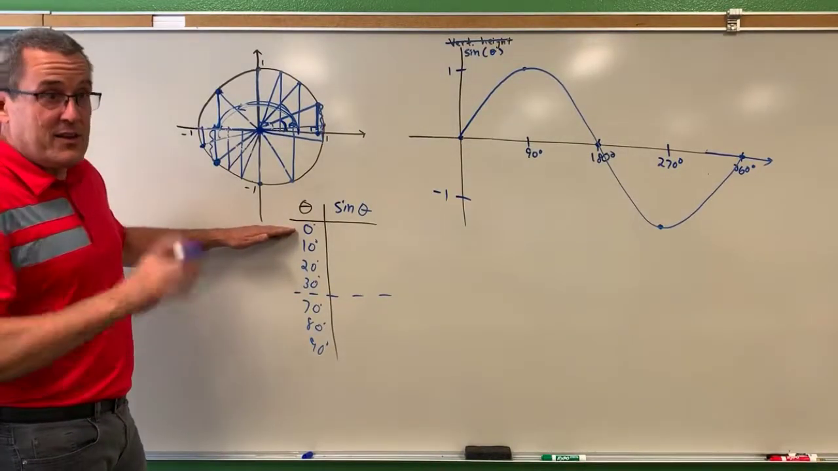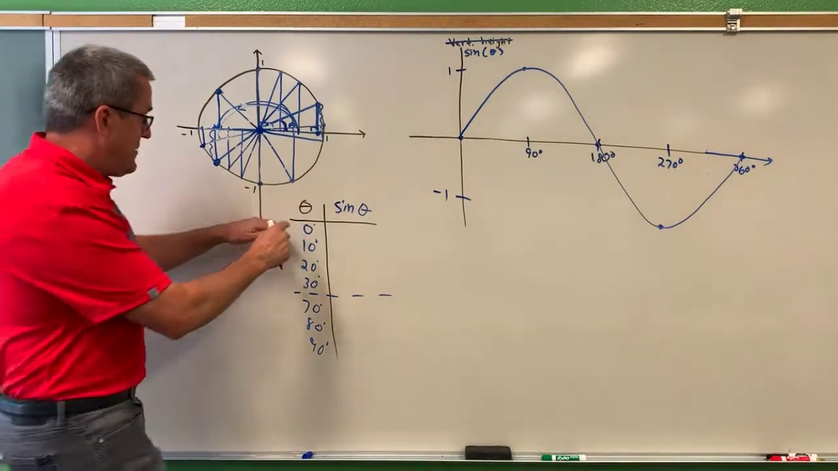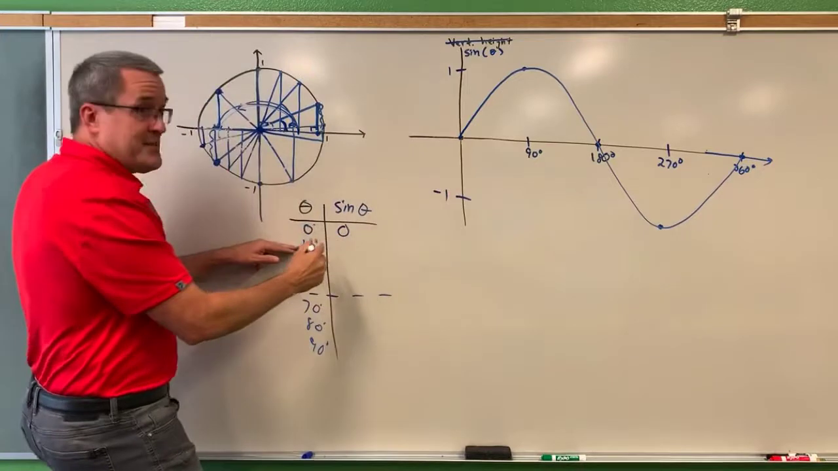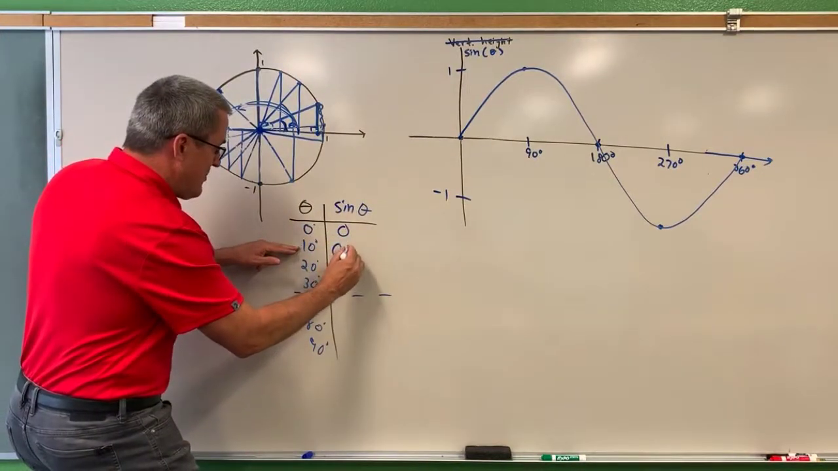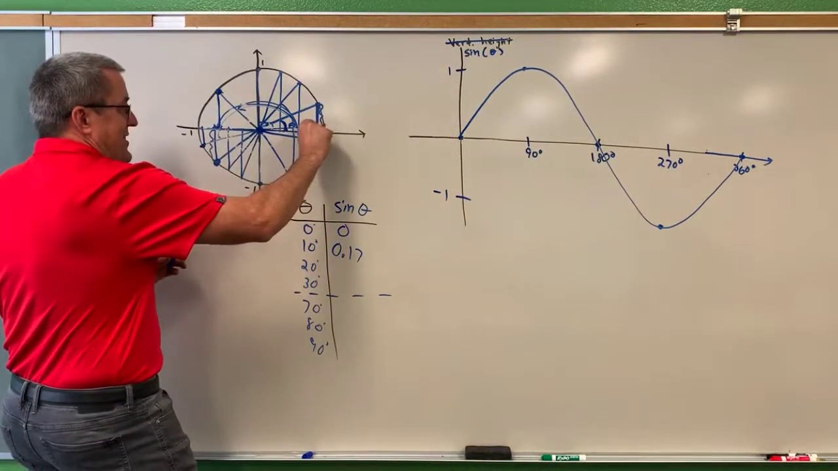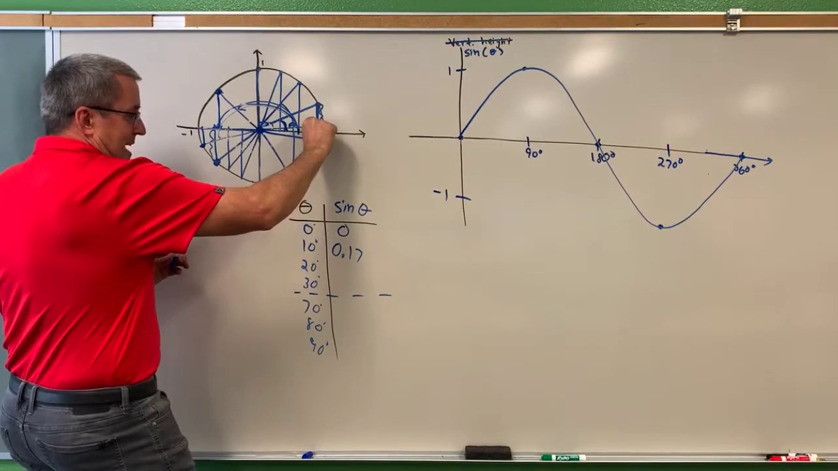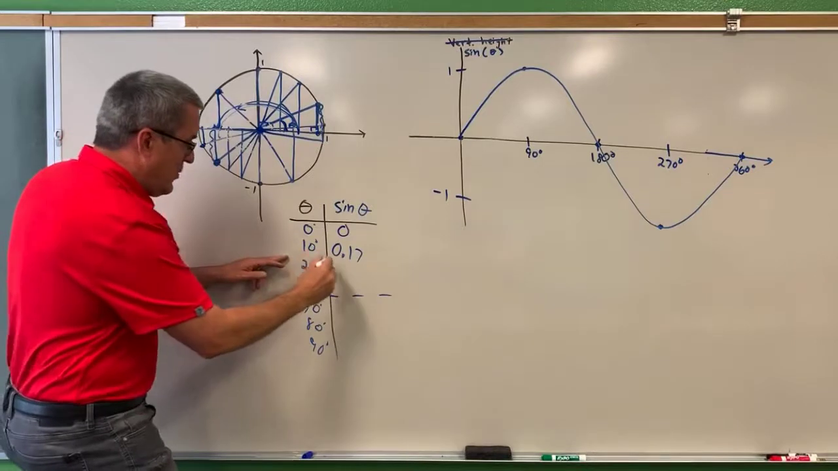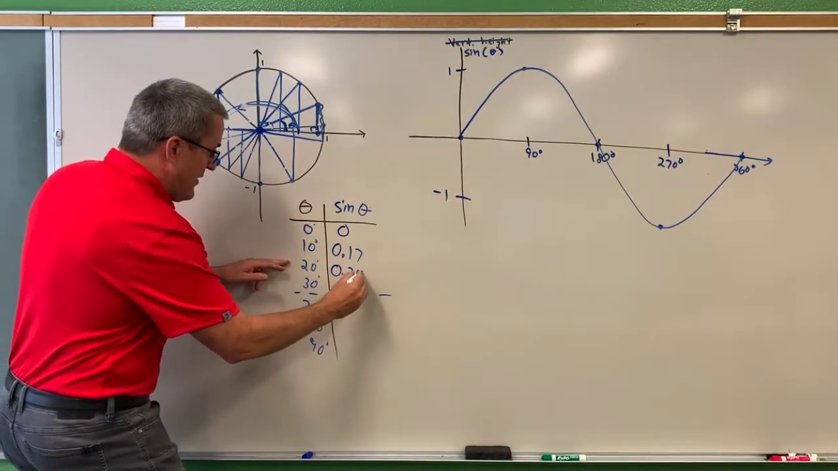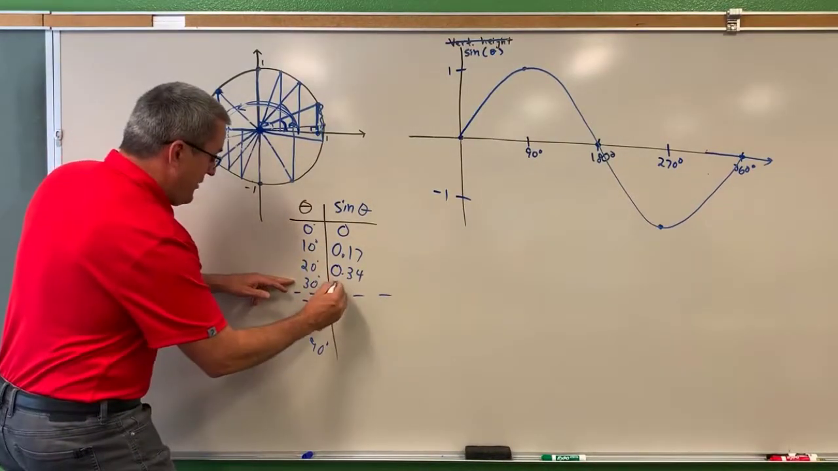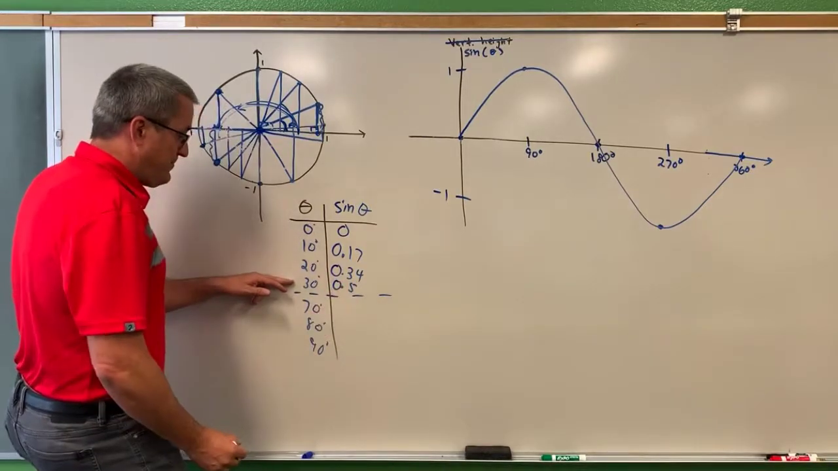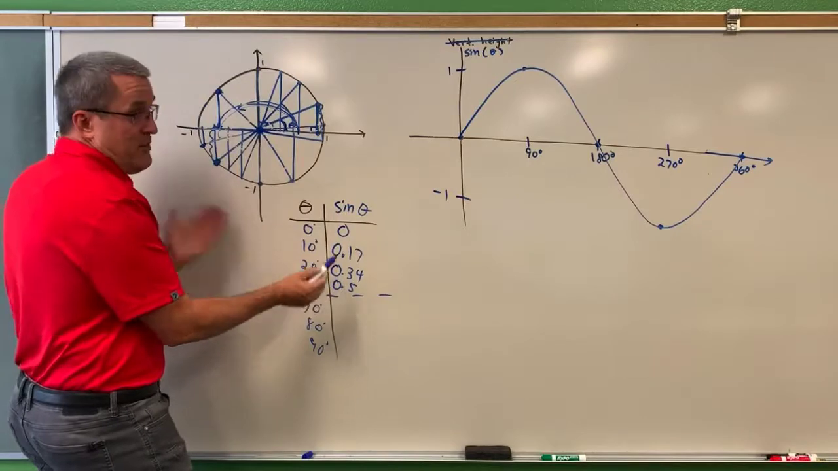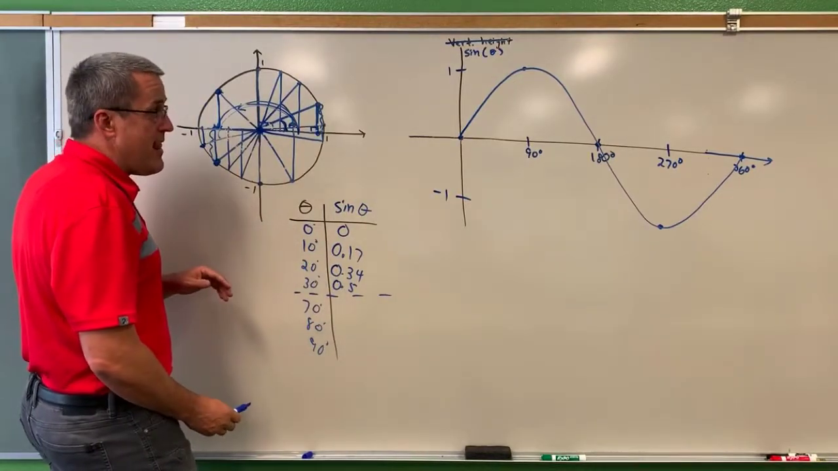Now make sure your calculator is in degree mode, and let's see what happens. Sine of 0 is, of course, 0. Sine of 10 turns out to be about 0.17. The height of that vertical leg there is about 0.17 units at 10 degrees. At 20 degrees, it doubles to nearly 0.34. And at 30 degrees, we're up to 0.5.